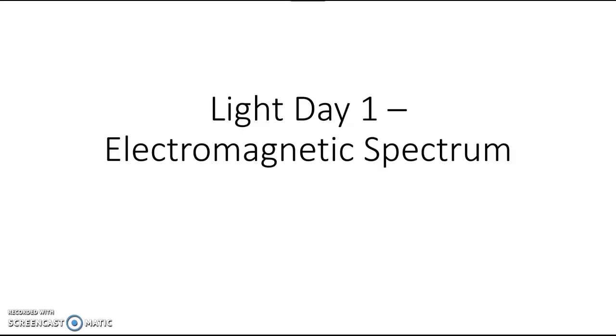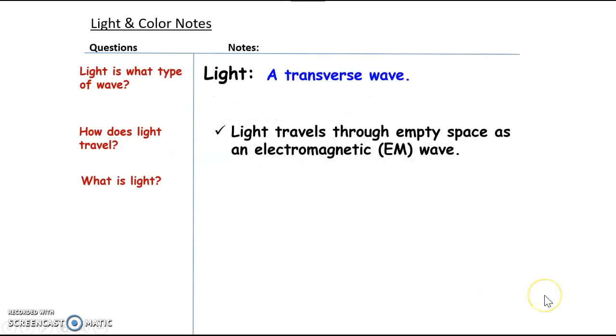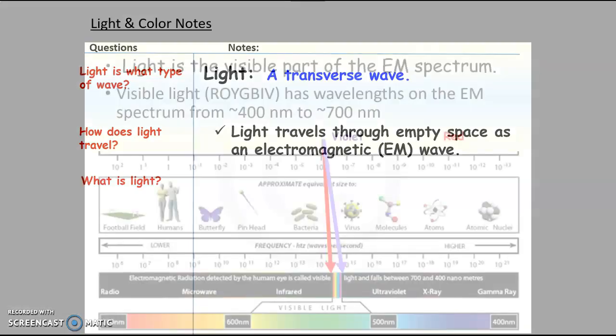First thing you need to understand about light is that it's a wave, just like we've been talking about. It's a transverse wave. That's the kind of wave that goes up and down as it's traveling. It travels through empty space, which means it doesn't need a medium. It's not like sound that needs to travel on air or water or some other type of matter. Light can travel through absolutely nothing.